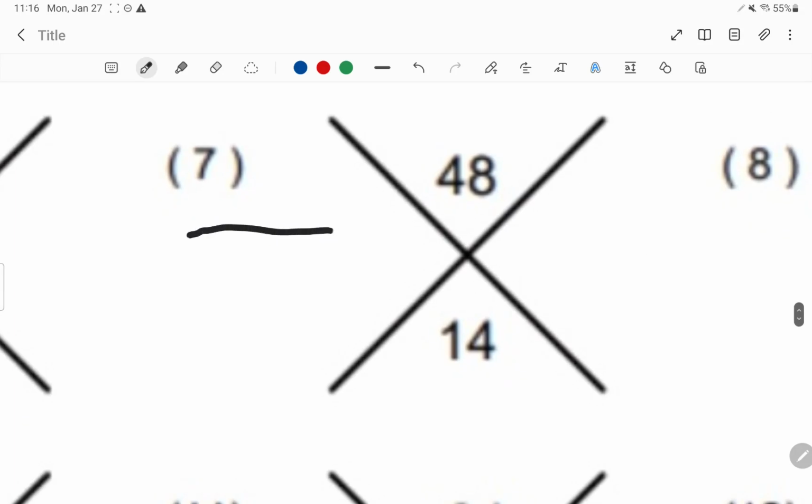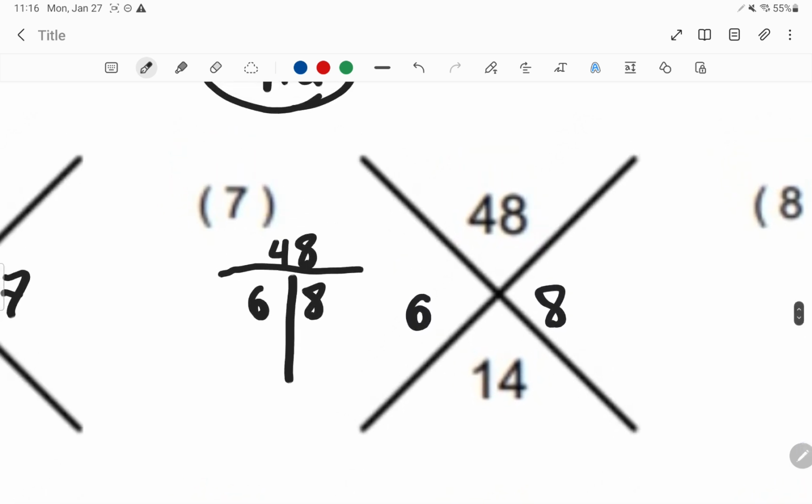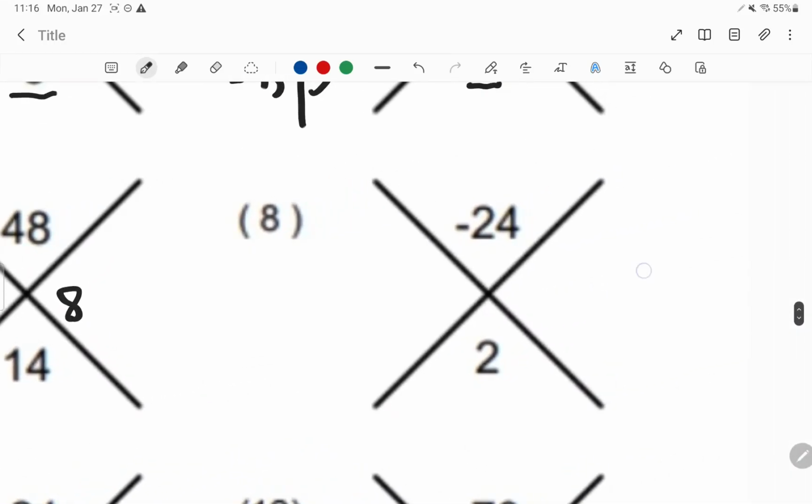What gives me 48? I get 48 by multiplying what 2 numbers? Let's see, I have 6 and 8. And guess what? We don't have to do anything to this one because whenever I add the 6 and the 8, I get 14. So my 2 numbers in this case are actually positive. Pretty nice. Let's go to the next one.